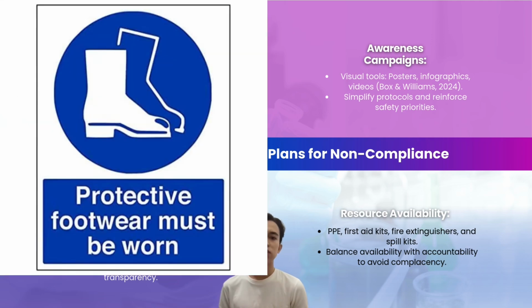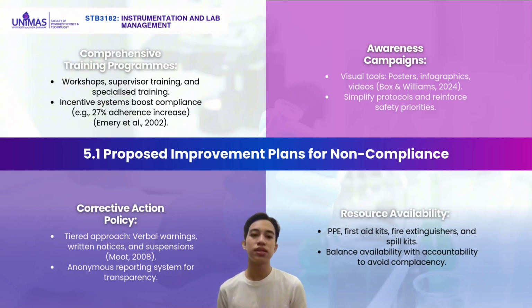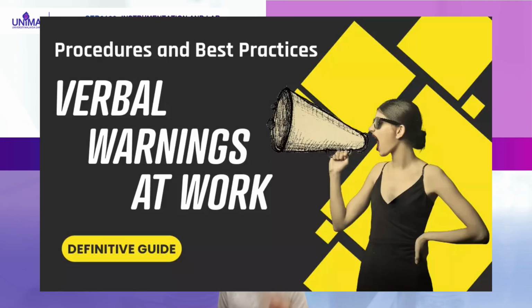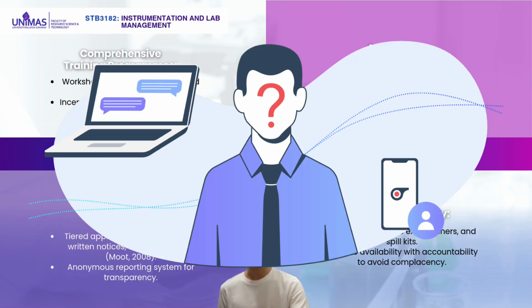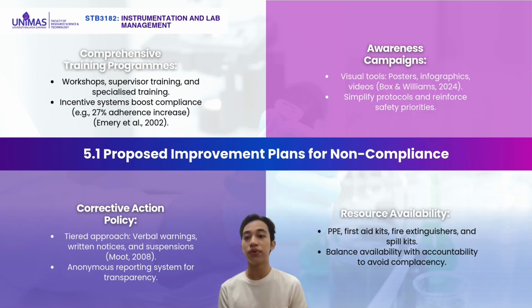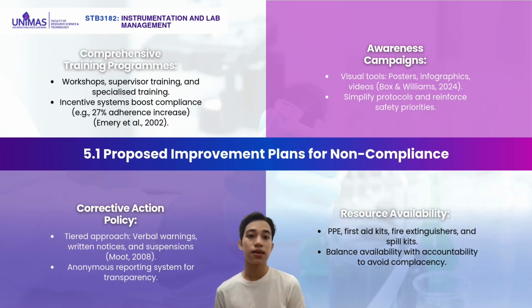Awareness campaigns using posters, infographics, and videos simplify protocols and reinforce key messages, keeping safety top of mind. A tiered corrective action policy ensures accountability through verbal warnings, written notices, and suspension for severe cases, while an anonymous reporting system encourages transparency and proactive behavior. Finally, providing accessible resources like PPE, first aid kits, and spill kits supports compliance. By balancing availability with accountability, we can maintain a high safety standard.